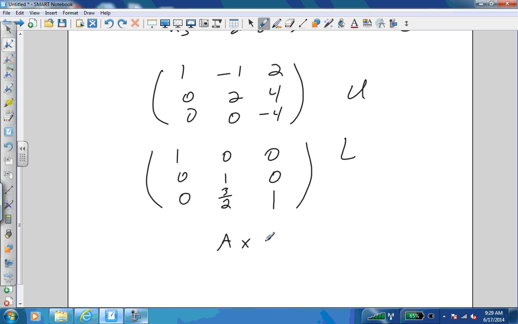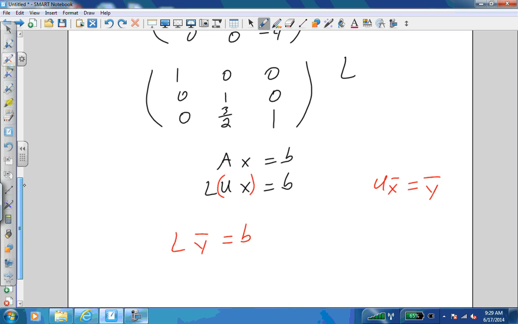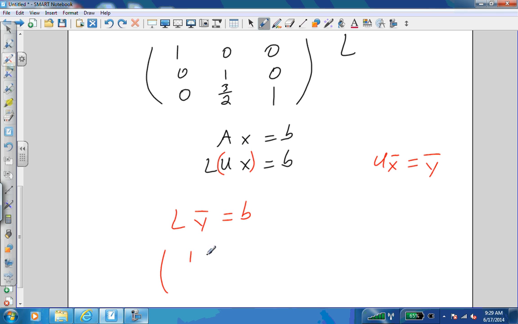So our AX equal B, our A, after we did our permutation, we did change A to LU. So remember that we group U and X together and do a substitution. We call UX Y. So we're going to do LY equals B. So we're going to use our lower.